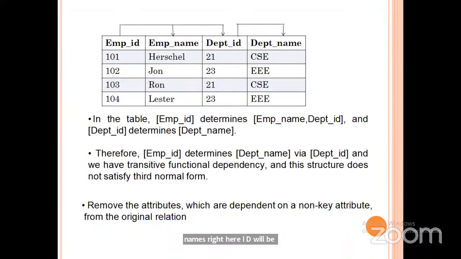So let us see the example. EID, EMP name, department ID, department name is there. So here in this table, EMP ID determines department ID, department ID determines EMP name, and also department ID determines department name. Okay. So therefore, EMP ID determines department name also. By using EMP ID, we can know the department name of the so and so employee. How? Via department ID. So here we have transitive functional dependency. So this structure does not satisfy the third normal form according to this table. Okay. So remove the attributes which are dependent on non-key attributes from the original relation.